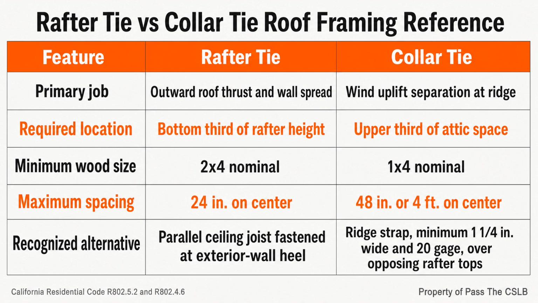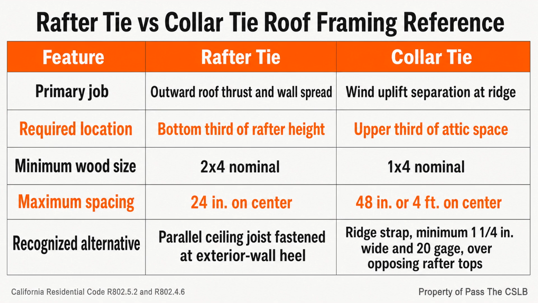Picture the attic as a triangle divided into 3 horizontal zones. The bottom third is the gravity zone. The upper third is the wind zone. The middle area is where a contractor must be very careful about assuming that a prescriptive tie can simply be moved upward for more headroom.